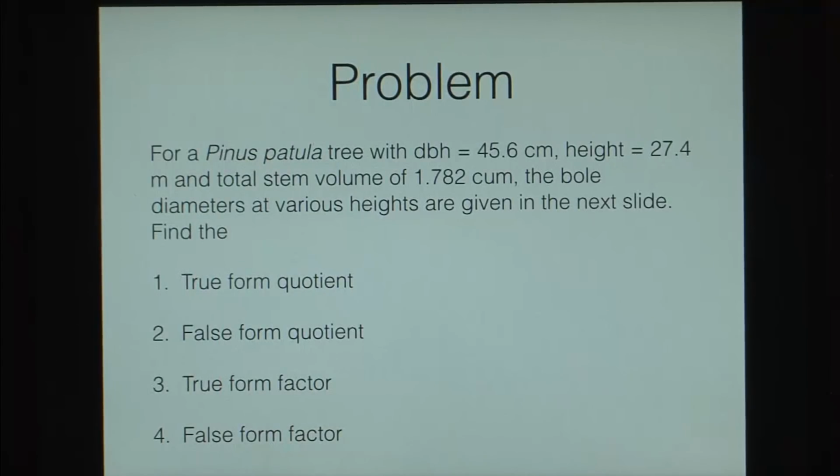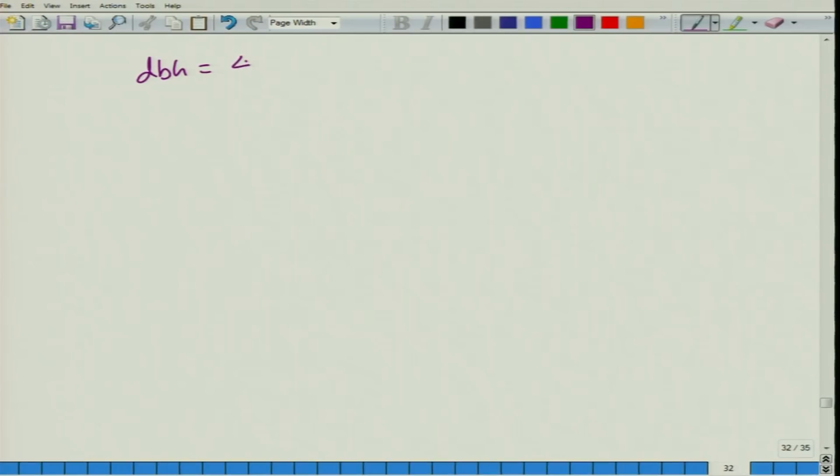So, now let us do one problem. Let us calculate the form factors and form quotients for a tree. For a Pinus patula tree with dBH equal to 45.6 centimeters, height equal to 27.4 meters, and the total stem volume, that is the volume of the tree, equal to 1.782 cubic meters.